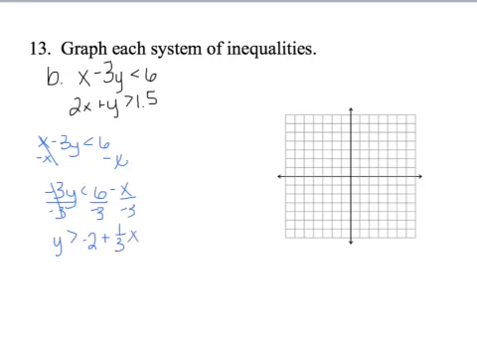Alright, now it's in slope-intercept form. My slope is 1/3. My y-intercept is negative 2. So I'm going to negative 2. From negative 2, I go up 1 over 3. And you need to be using a dashed line.